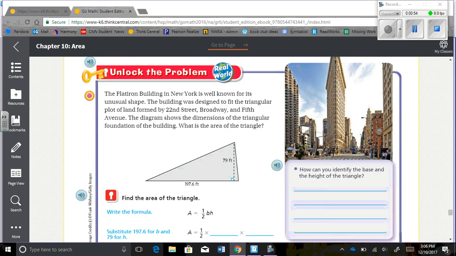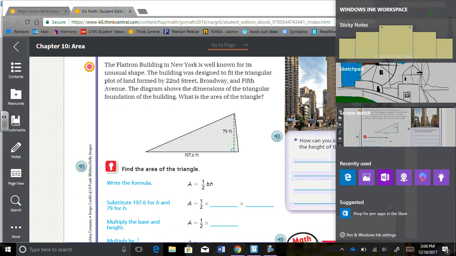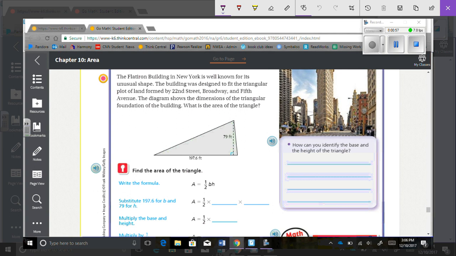So if we look at Unlock the Problem, we have the Flatiron Building is well known for its unusual shape. The building was designed to fit the triangular plot of land formed by 22nd Street, Broadway, and Fifth Avenue. The diagram shows the dimensions of the triangular foundation of the building. What is the area of the triangle? So we're just going to take our formula, which is 1/2 base times height, to find our area. Always write the formula so you can keep track of the steps as well as what you're trying to find.